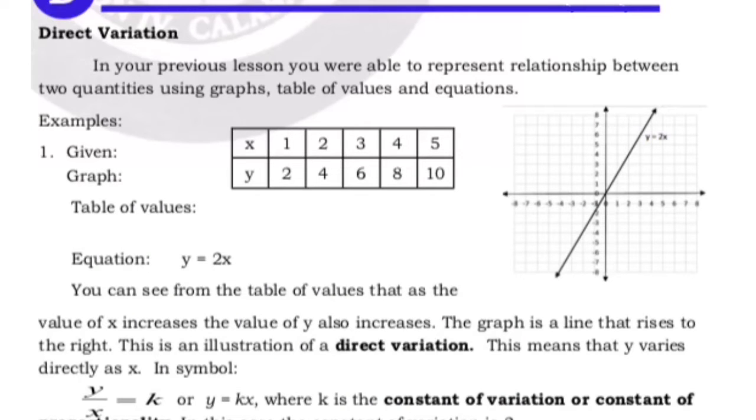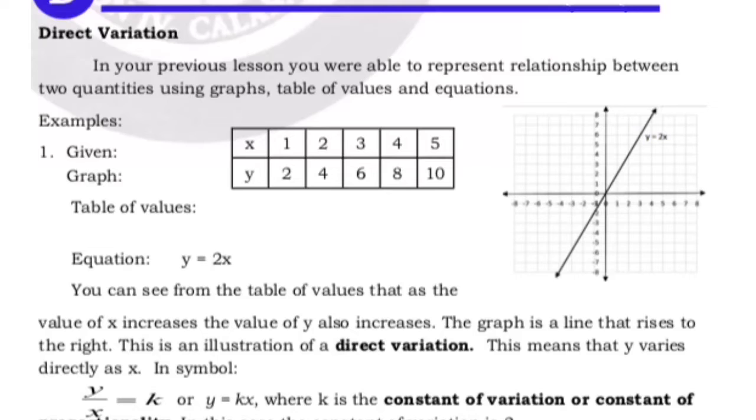In your previous lesson, you were able to represent the relationship between two quantities using graphs, tables of values, and equations. You have there in your module a table of values with x from 1 to 5 and the values of y are 2, 4, 6, 8, and 10 respectively. For the table of values, the equation is y equals 2x.